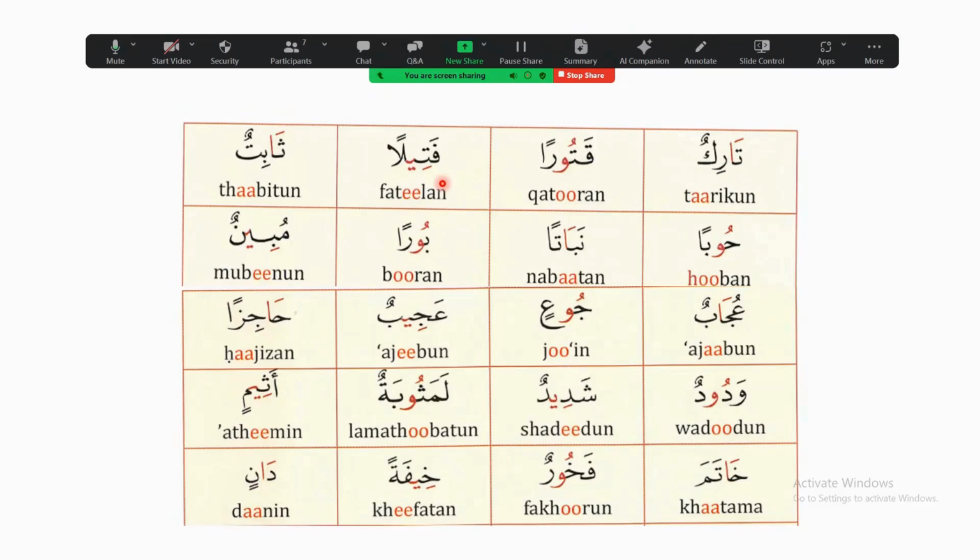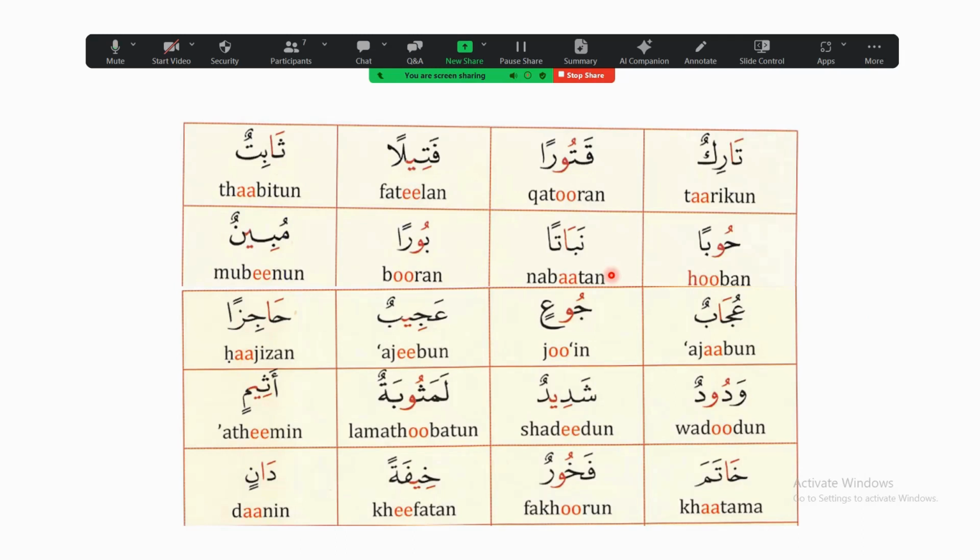The next one here is fatilan, fa sound for just one count, fatilan, fatilan, right? So the next one is sabitun, sabitun, sa is stretched again, sabitun because of alif madda here. The next one here is huban. There is waw madda here. Hu, huban.